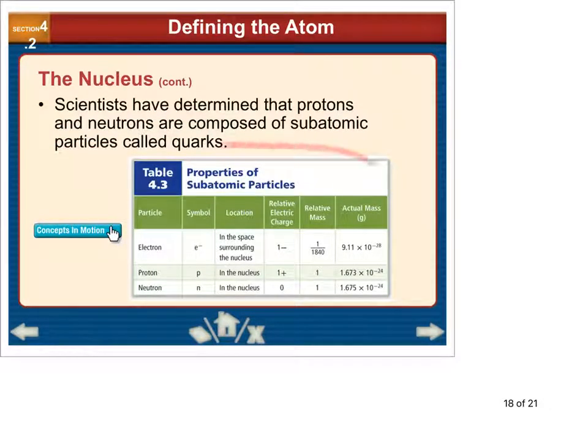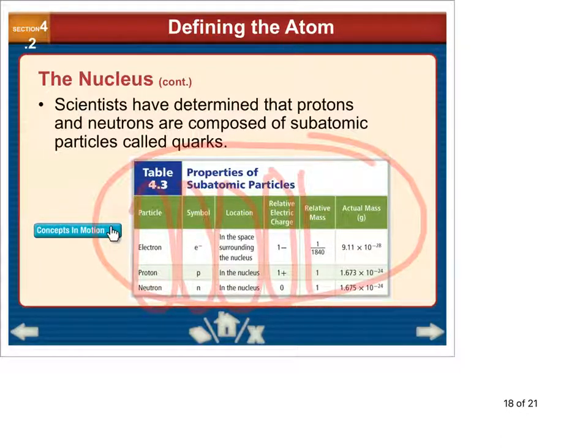And then we got table 4.3 here, which gives the basic information we need. Now you're going to need to know the names, the symbols, the location, the charge, relative mass. You don't need to know the actual mass, but get it written down in your notes. But you don't have to know that one. But know these other ones.